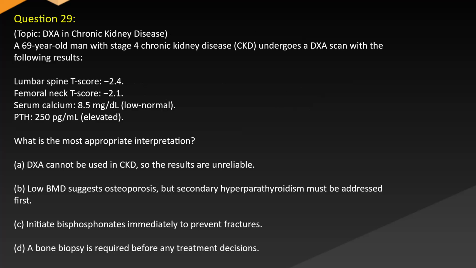Question 29. Topic: DXA in chronic kidney disease. A 69-year-old man with stage 4 chronic kidney disease (CKD) undergoes a DXA scan with the following results: lumbar spine T-score, -2.4; femoral neck T-score, -2.1; serum calcium, 8.5 mg/dL, low normal; PTH, 205 pg/mL, elevated. What is the most appropriate interpretation?